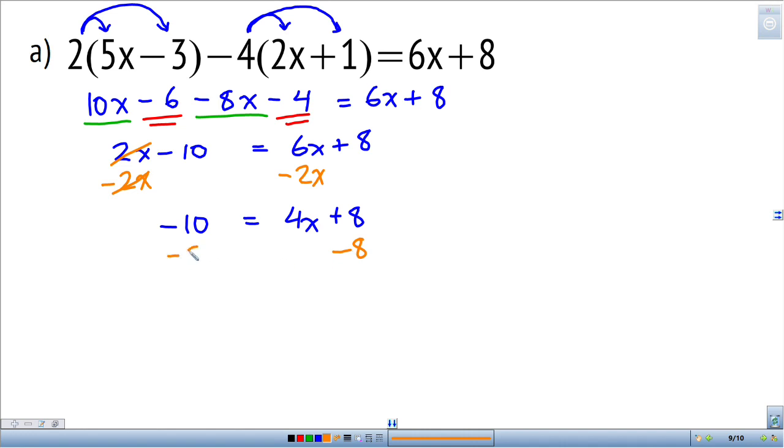I'm going to subtract 8 on both sides. So I'm going to subtract those out. This will be -18 on the left and 4x on the right. I'm going to divide away the 4. So those will divide out. So I have here x is equal to -18 over 4. Okay. Now if I divide the top and the bottom by 2, I'm going to have -9 over 2.